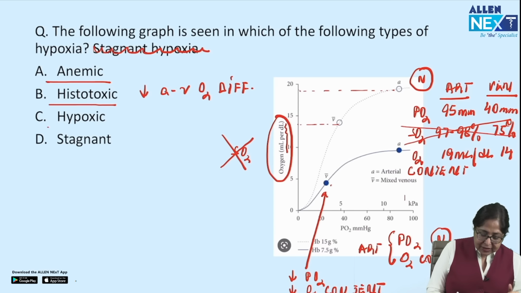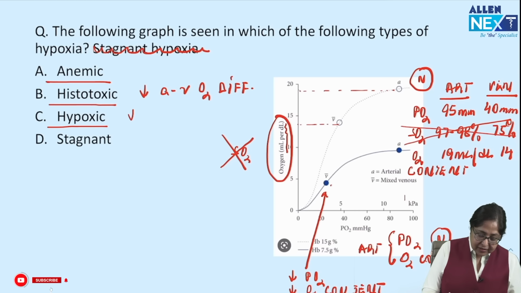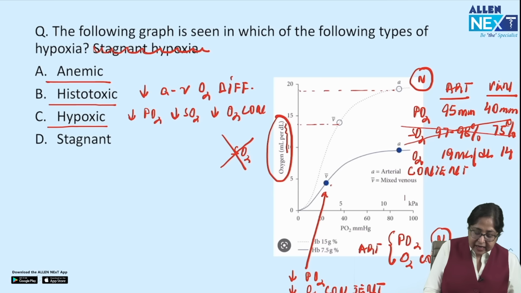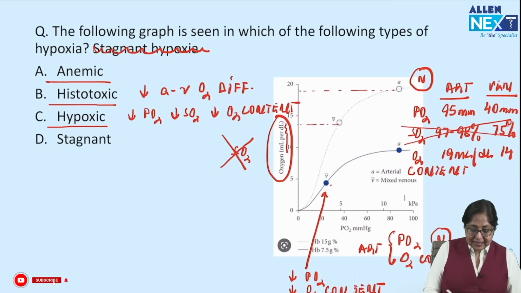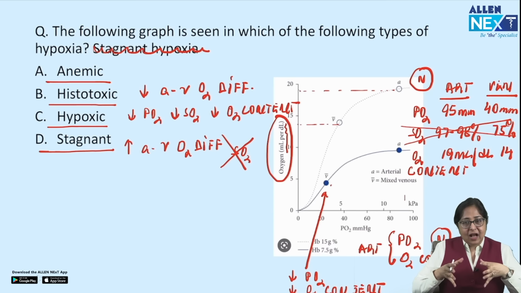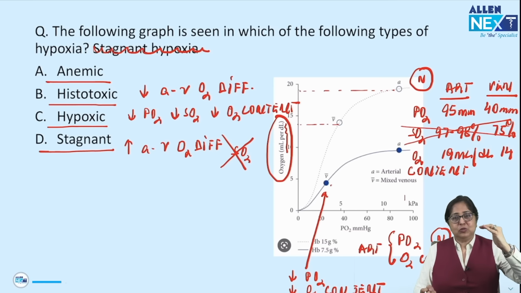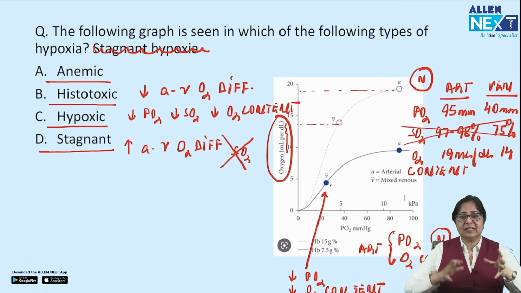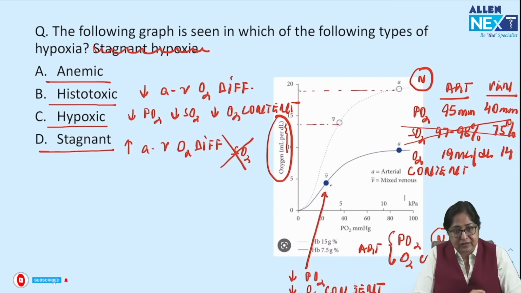In hypoxic hypoxia, there is a decrease in the PO2, there is a decrease in the saturation, there is a decrease in the oxygen content in both the arterial and the venous side. And in stagnant hypoxia, there is an increase in the arteriovenous oxygen difference. Why? Since the blood is moving slowly, the tissues will extract more oxygen. So the difference between histotoxic and stagnant is, in stagnant, an increase in the arteriovenous oxygen difference, in histotoxic, a decrease in the arteriovenous oxygen difference.